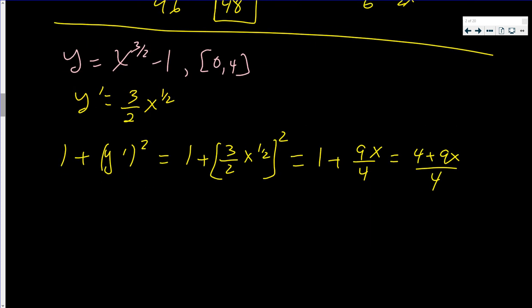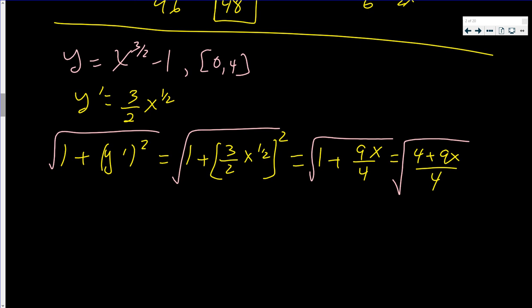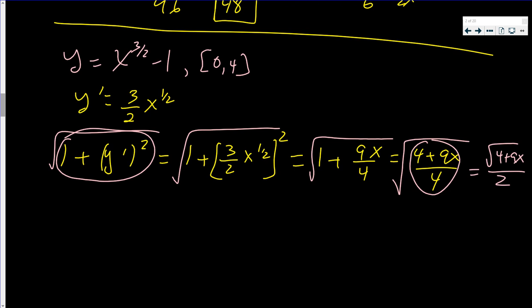And if you like, we can denote that we're taking the square root of this. And what we can say is that that is the square root of 4 plus 9x all over 2. Okay, so we did not get something squared inside here, which is the same as this. That's not a perfect square.